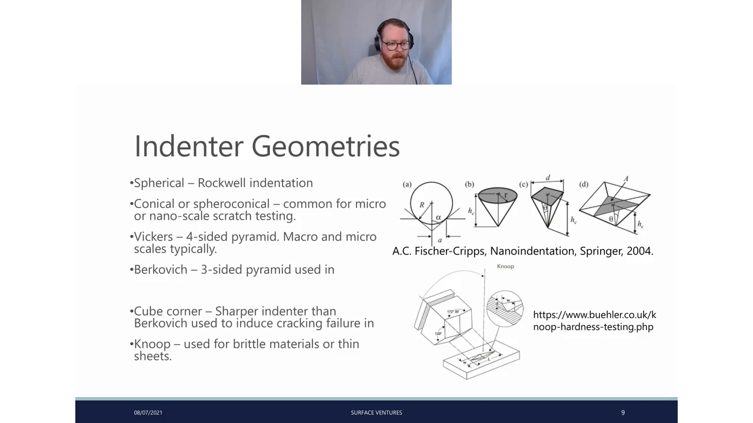Berkovich, cube corner. So we have a much sharper indenter typically used for impact testing to drive failure. And then a Knoop indenter, which is our much shallower and longer indenter used for brittle materials or thin sheets. And we have nanoindentation.